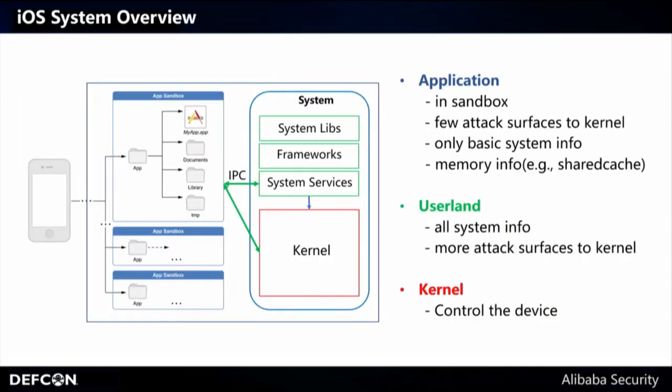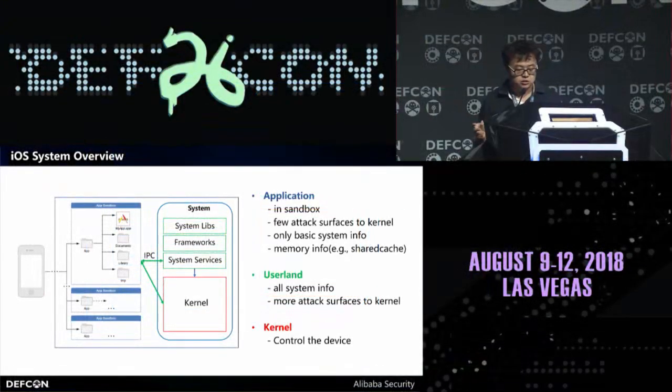Firstly, let's have a look at the iOS system. There are three levels in iOS system. The first level is sandbox applications. There are quite a few attack surfaces to the kernel in applications. And the second level is user and system services, including some services called Mach services. In these system services, we can have more attack surfaces to the kernel. And the third level is the kernel.